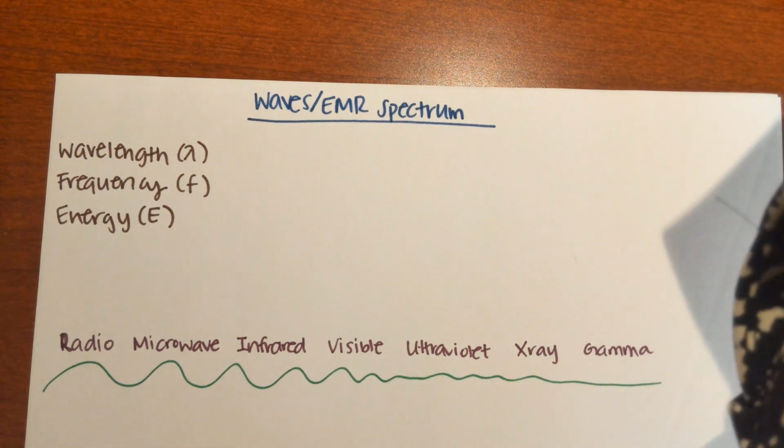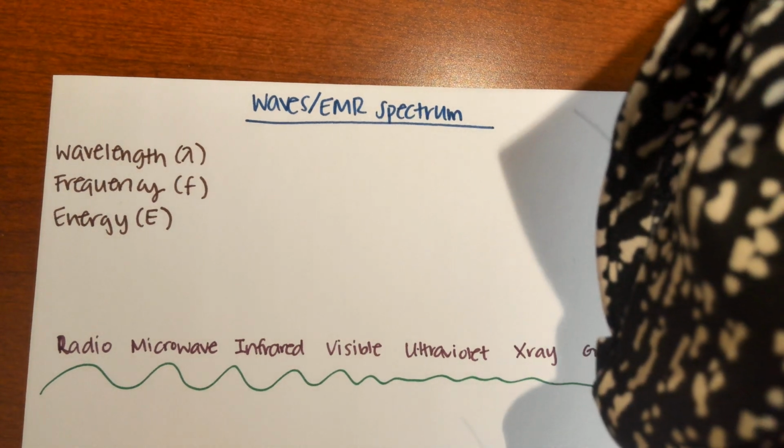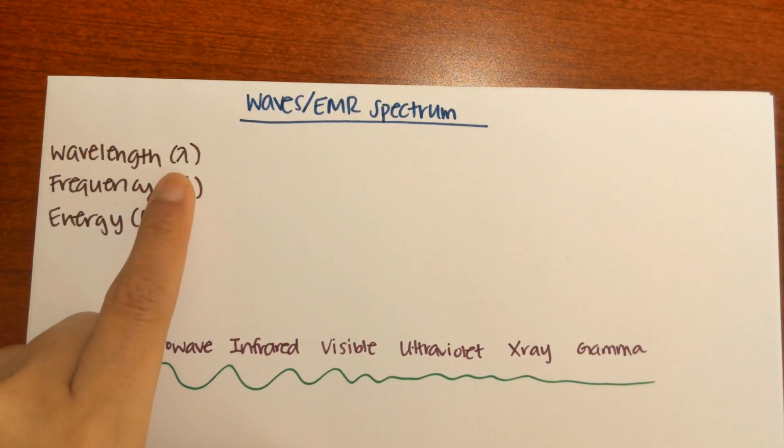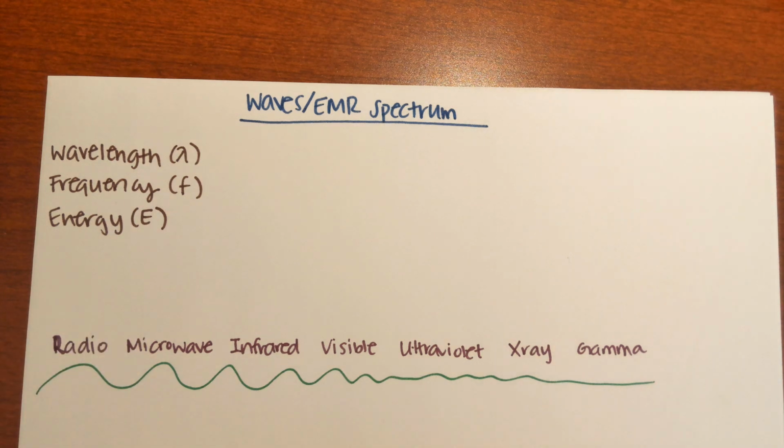Wavelength, I like to call it upside down Y or just Y, but it is a Greek letter called lambda. So it looks like that. Frequency is obviously F and energy is E. So you have to know the relationship between these three.